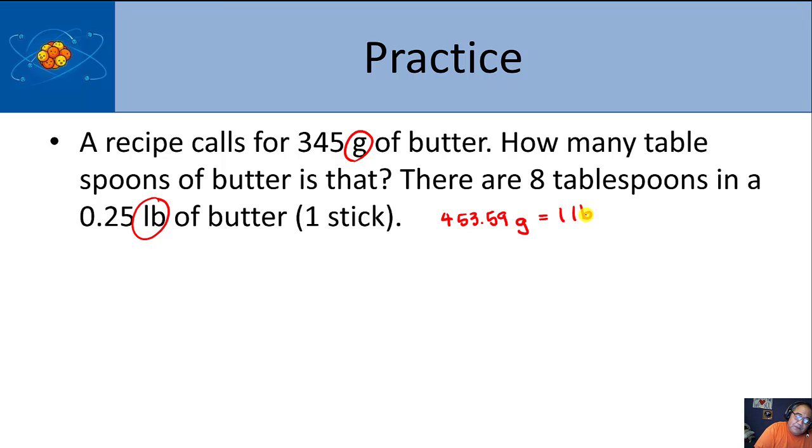So this is my thought process, okay? I have grams, and then I can go to pounds. And then you notice I could go to stick, because that's one stick. One stick is 8 tablespoons, but 1/4 pound is also a stick. But then I say, oh, wait, 8 tablespoons is a 1/4 pound, so I say, oh, then I can go to tablespoons.